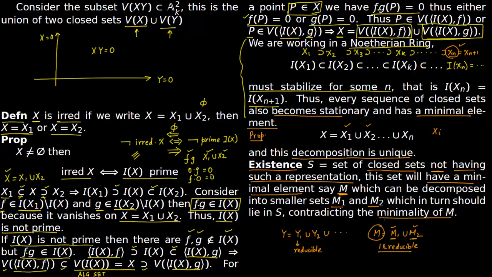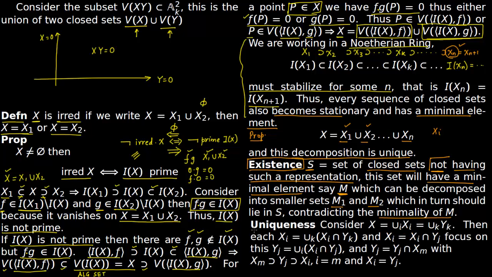Then m does not lie in this set S, because this set has closed sets which do not have a representation like this m1 union m2 into irreducible elements. So in either case you will have a contradiction. Therefore you cannot have closed sets like this which will not have a decomposition in irreducible elements. So again, this x is x1 union x2 all the way to union xn. Each of these are irreducible, and we have just shown the existence. Now we will show the uniqueness.